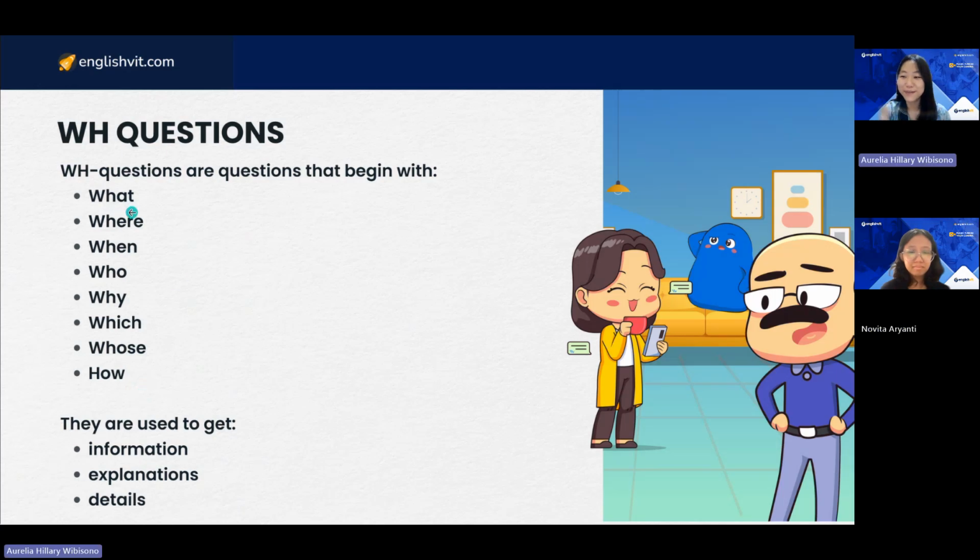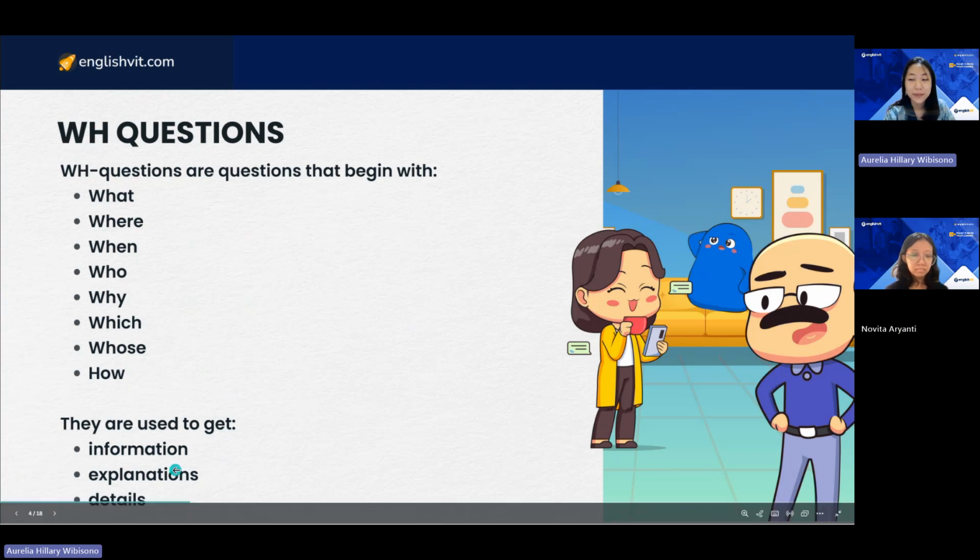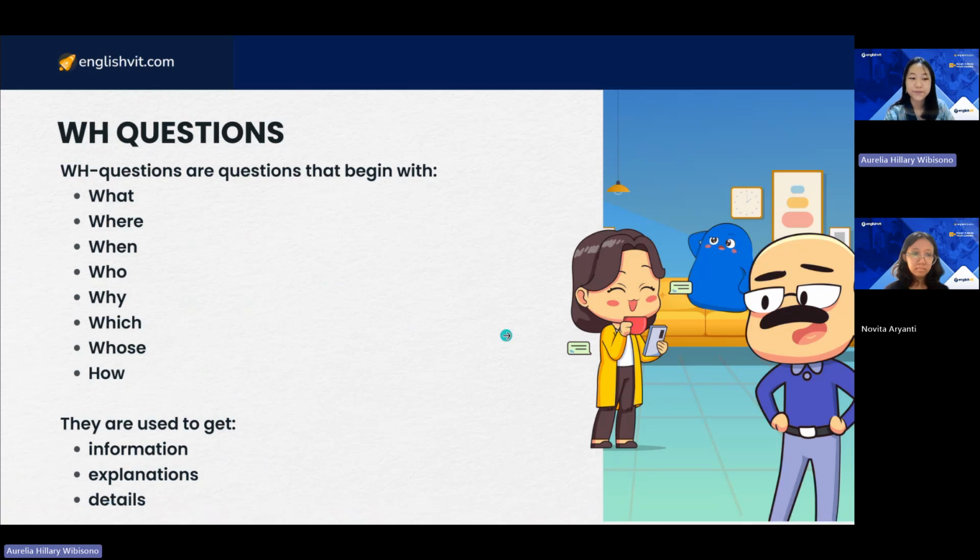Okay, so let me repeat that again. There are a lot of WH questions. We usually have 5W and 1H, but actually we have more than that, such as here. You can also put whom right here. I forgot to put whom. They're used to get information, explanations, and details. Let's continue.